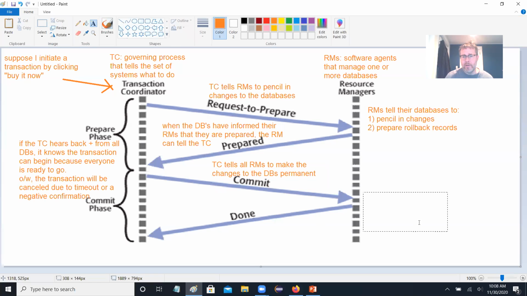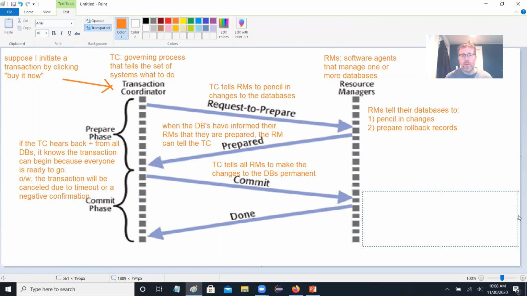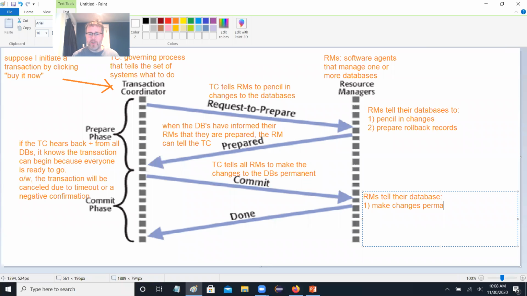So again, resource managers tell their databases, number one, make changes permanent. Sorry, I can't see behind this window of faces. Make the changes permanent. And that's pretty much it, right? If they can.